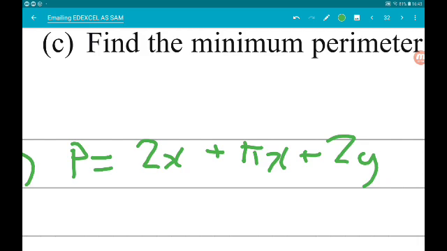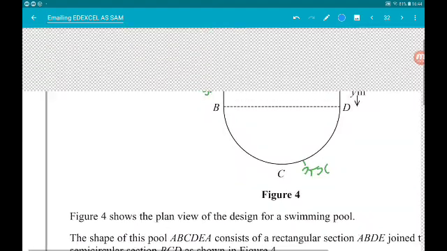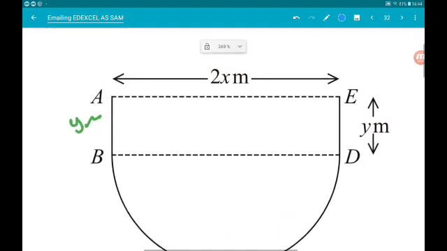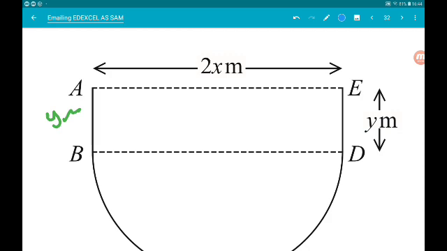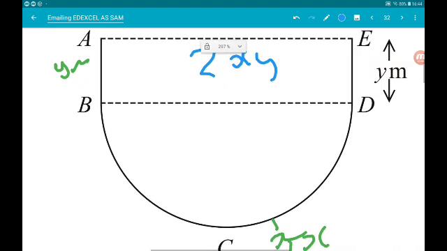So what we need to do is find an expression for y in terms of x. Now that is where the area is going to come in handy too. So we know the area in total is 250. The area of the rectangle is going to be 2xy. Now the area of the semicircle, or the area of the whole circle, would be pi times x squared. We've only got the semicircle, so it's pi x squared over 2.